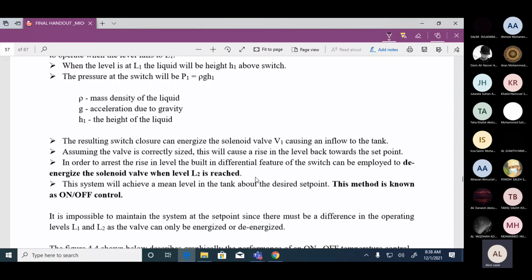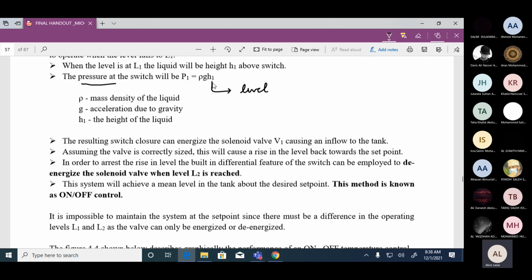So let's look at the pressure at that particular sensor. The pressure is equal to rho into g into h. What is h? h is the level of water in the tank. Rho is the mass density and g is the gravitational acceleration.